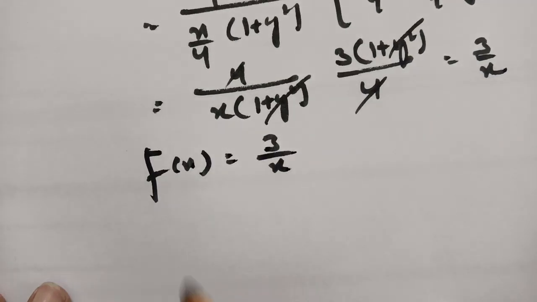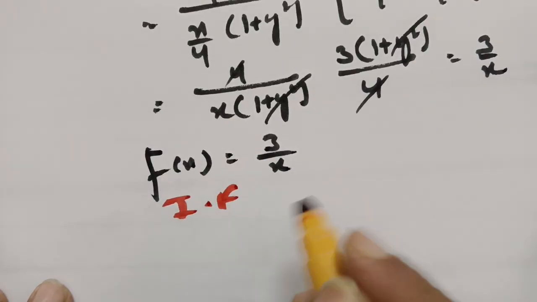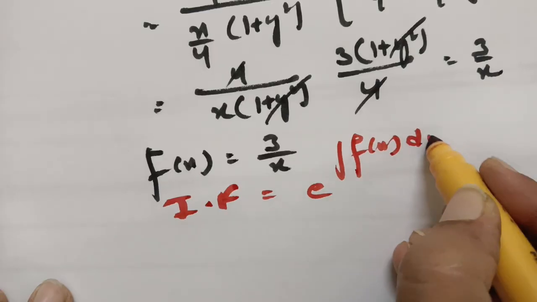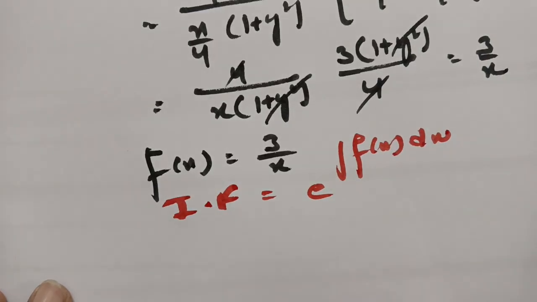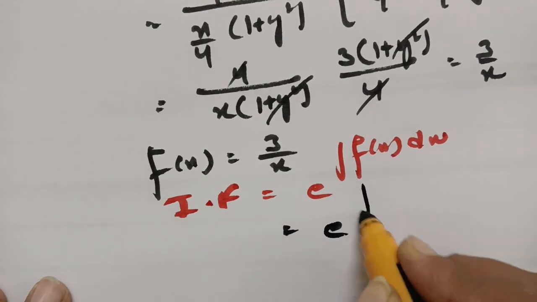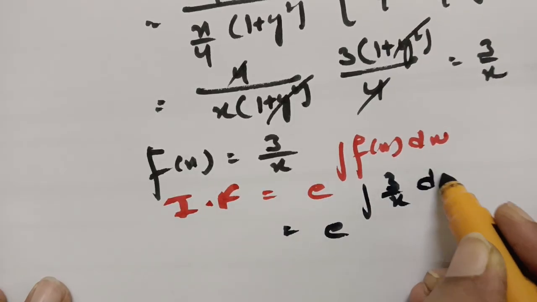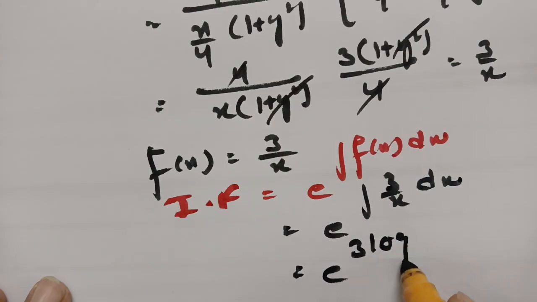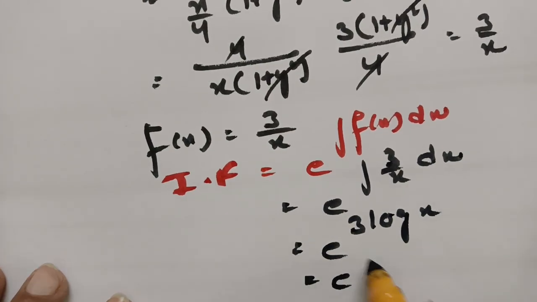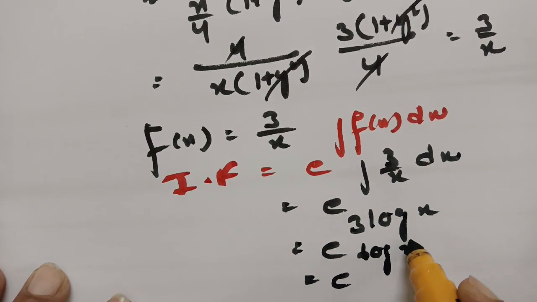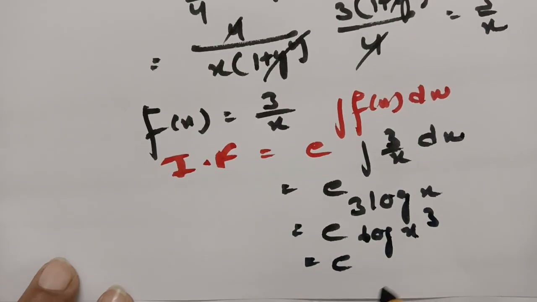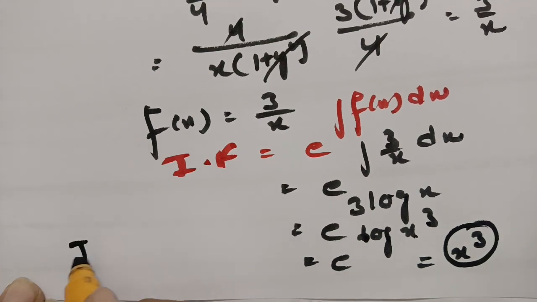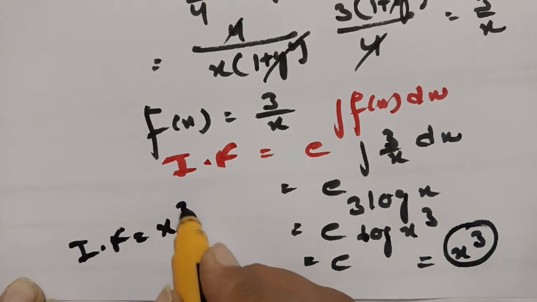Now the integrating factor value is equal to e to the power of integral f of x into dx. Now if I substitute here, this is going to become 3 by x into dx. Now this is 3 times log x, and this value is log of x cube. So here the value remained is x cube. So what is our IF value? So IF value is equal to x cube.